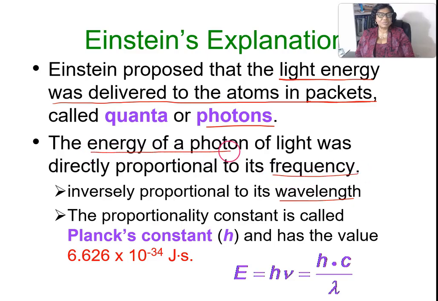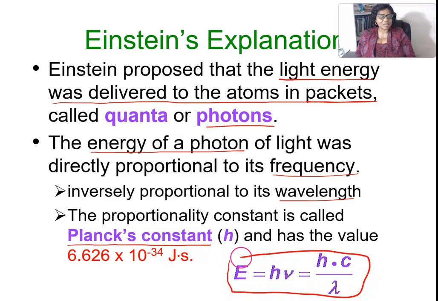Energy of the photon. So the proportionality constant is called Planck's constant, which is h, and has the value 6.626 times 10 to the minus 34 joule seconds. So this is a relationship between the energy of the light and the frequency. And we know frequency is related to the wavelength. So if you want to find the energy of the light with respect to frequency, you use this, but you can use the wavelength too.